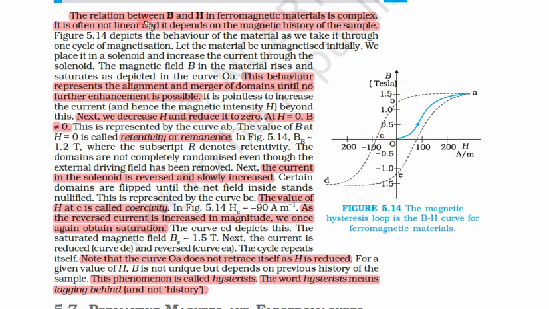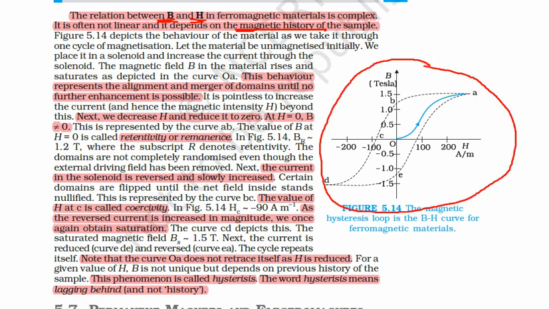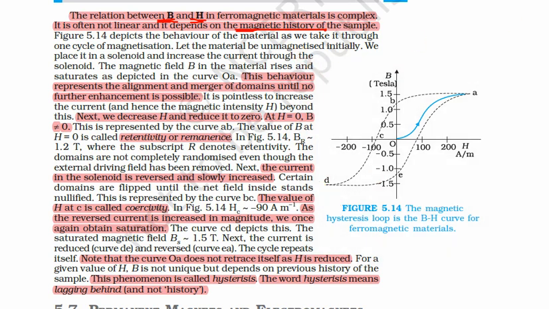So the relation between the magnetic field and field intensity in a ferromagnetic material is complex. The relation between B and H in a ferromagnetic material is very complex. It is not a linear line, and it depends on the magnetic history of the sample. Now we are going to understand this very important curve. This is called a hysteresis loop, or hysteresis curve.